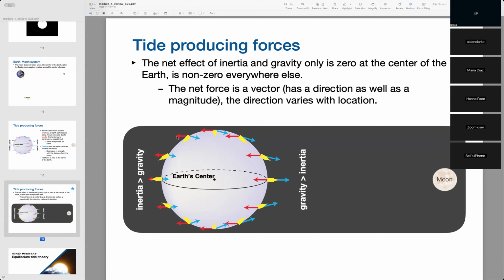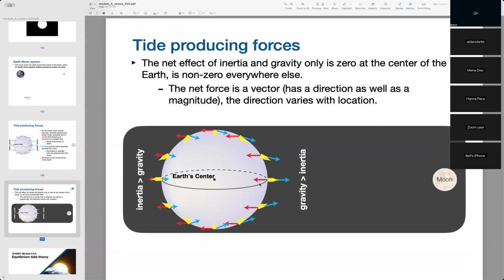As a result of this, all points on the Earth experience the same radial acceleration, the same centrifugal force. So you have these red colors, the inertial forces are always the same. However, the gravitational forces indicated by these blue arrows depend on the distance between the Earth and the Moon. And of course, for the Earth's center, these inertial forces and the gravitational force exactly balance, but at the surface of the Earth, they do not balance.